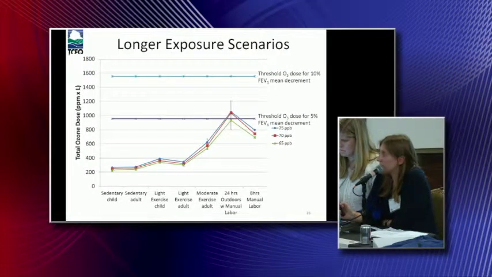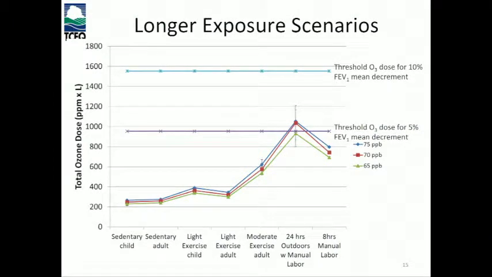Similarly, for the long exposure scenarios, most of these are below the 5% FEV1 threshold line, including the very last one, which is the 8-hour manual labor ventilation rate and duration, 8 hours obviously. The only one that starts to touch even the 5% FEV1 mean decrement line is the 24-hour exposure. And this one is worth noting a couple things about. This is a 24-hour ventilation. It includes 8 hours at the higher manual labor ventilations. Because ozone, as we've discussed, is an outdoor air pollutant, it also assumes that a person is outdoors for the entirety of those 24 hours.